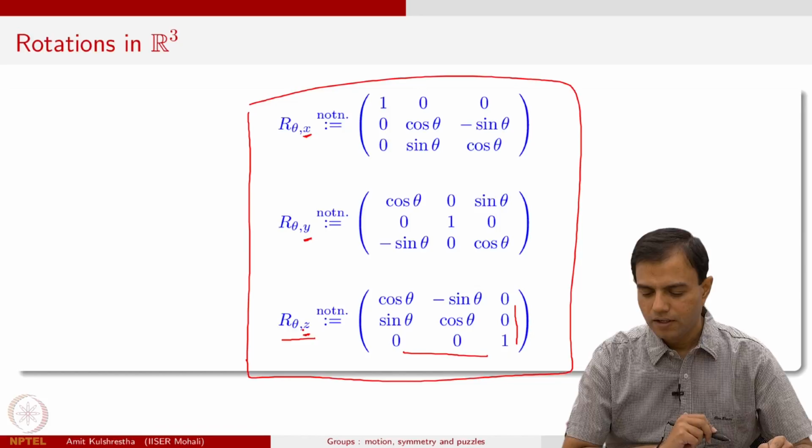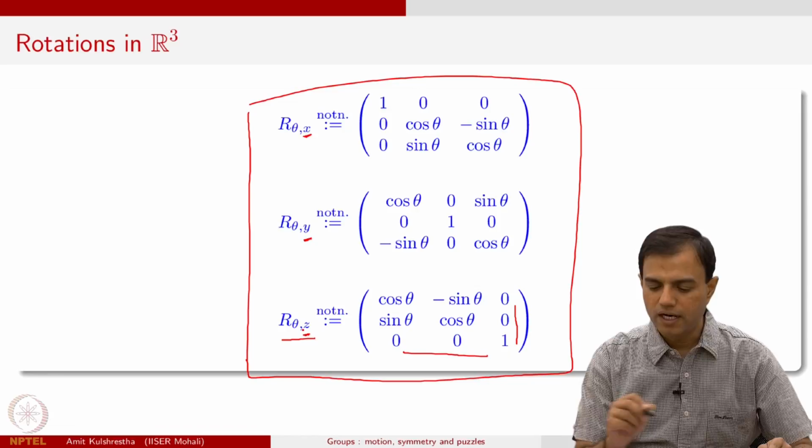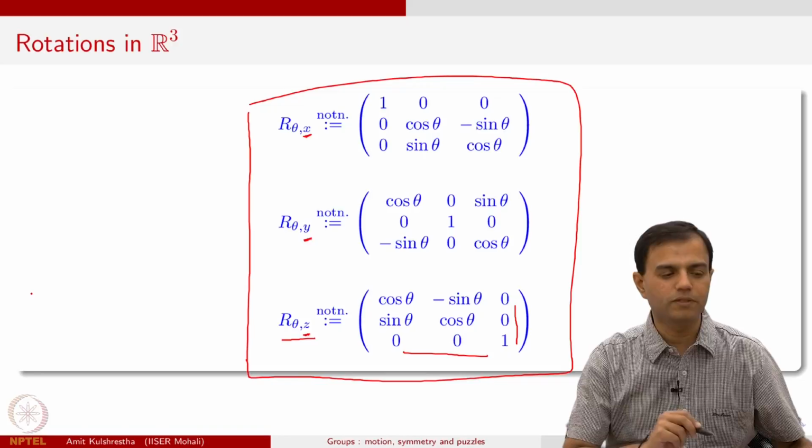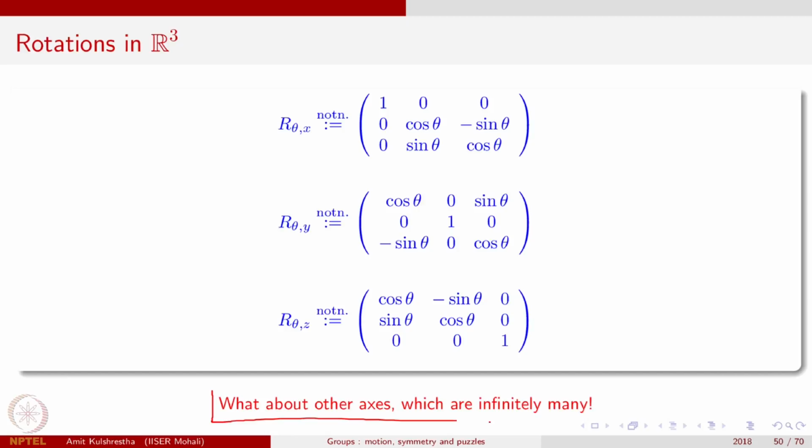But the point is, how far can we go with this approach? How far can we use matrices in order to understand rotations in R3? That's going to be an interesting question. What about other axes? And there are infinitely many axes. So are we going to write infinitely many matrices? Or if not, then given a choice of axis and given a rotation angle, what is the expression for the matrix? As we are going to see, it's quite cumbersome, and that's where we are going to give up matrix notation, and we are going to realize the same group SO3 via quaternions. We are going to see that.